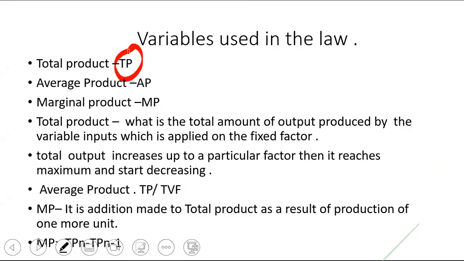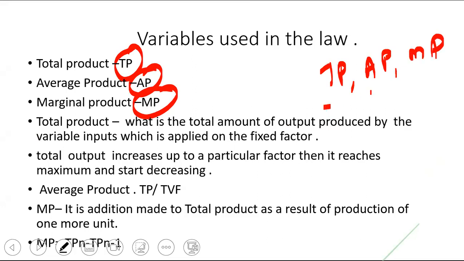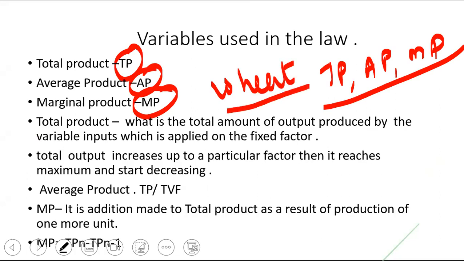Now, children, you have to learn three variables here. First one is total product. Second one is average product. Third one is marginal product. What is total product, children? The total units of production. Suppose that in one unit of land, I am able to produce 100 units of wheat. It is known as total product.